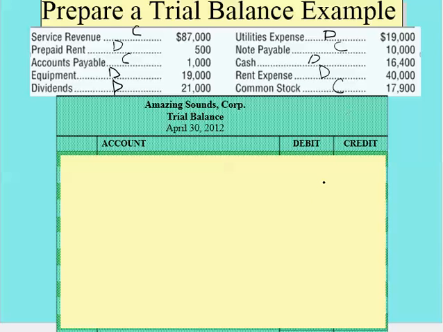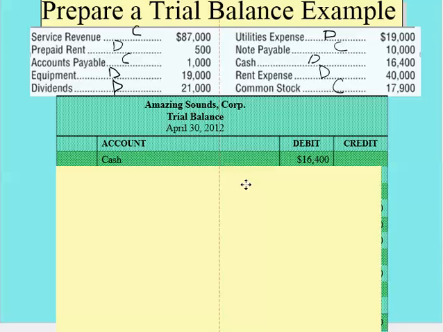Now we go through and list all of those individual accounts out. We usually start with the assets. The first asset, typically cash, is first. Cash has a $16,400 balance. We're going to take that information, write it in each location here, and carry that down into our trial balance. And then we will do the same thing for the next asset that's available.